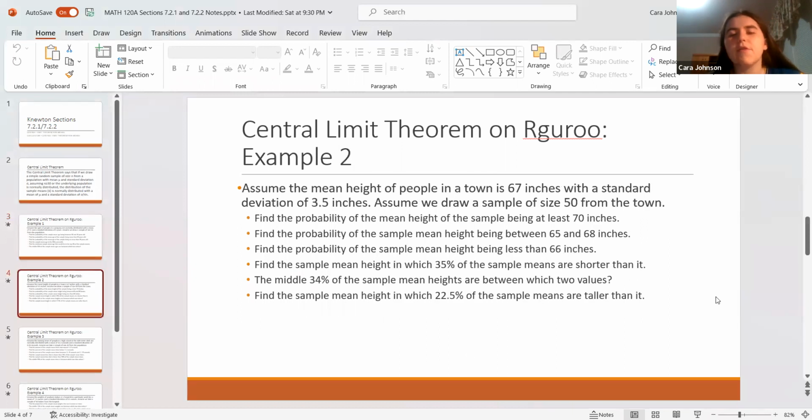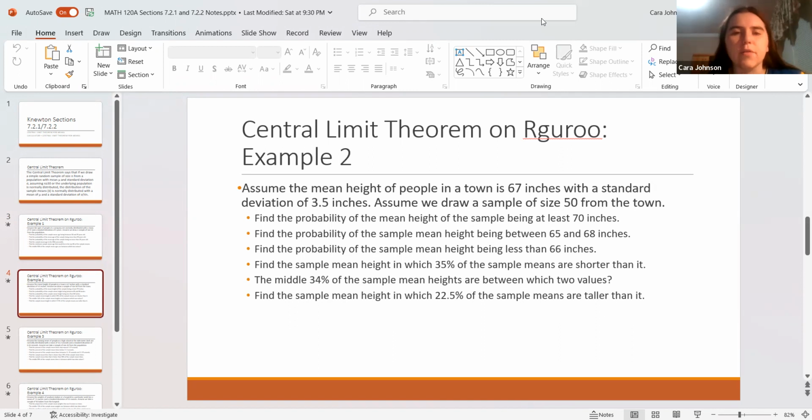All right, so this is going to be our second example. Note we drew a sample of size 50 from the town. Even though this doesn't say it's normally distributed, it's still okay, still meets the central limit theorem conditions. We're going to answer all of these questions using our Rguroo. Our mean is going to be 67, and our standard deviation is going to be 3.5 divided by the square root of 50, since we're talking about sample means.